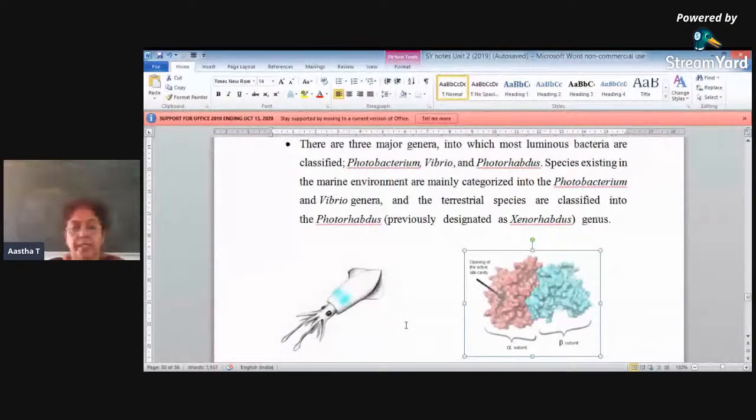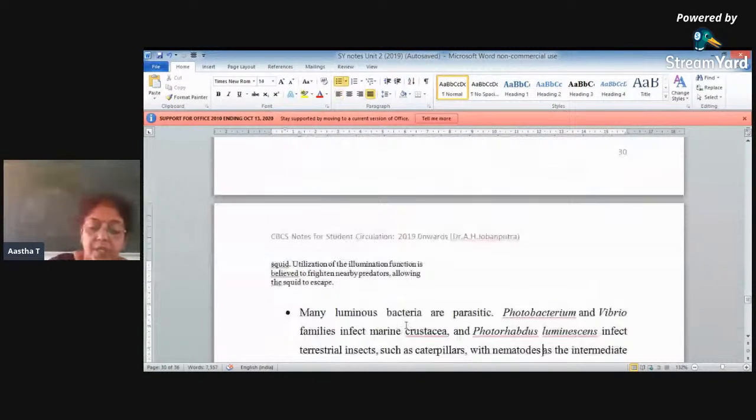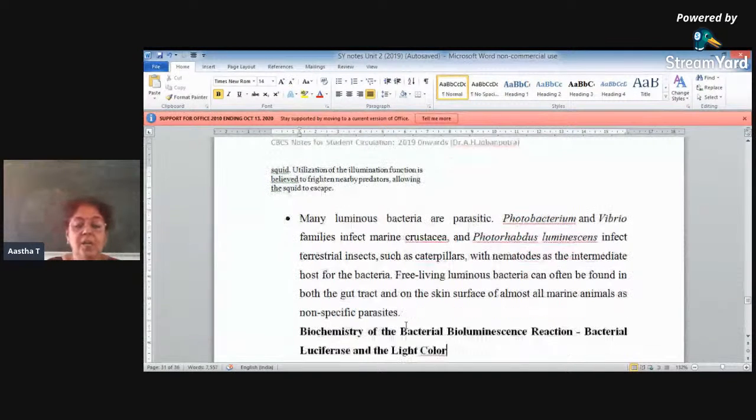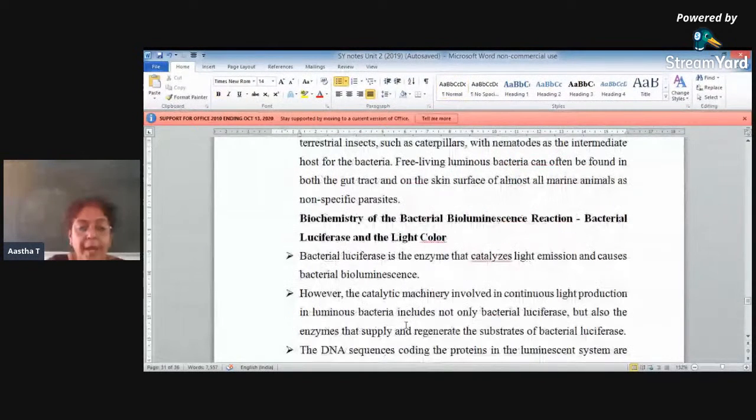Some of these bioluminescent bacteria are infectious and cause infection in the marine environment, and those are Photobacterium and Vibrio as well as Photorhabdus. When they attack fishes or insects or caterpillars or nematodes, they cause infection in them. Some of them are freely found in the intestine and on the surface of the skin, but they are not parasites.